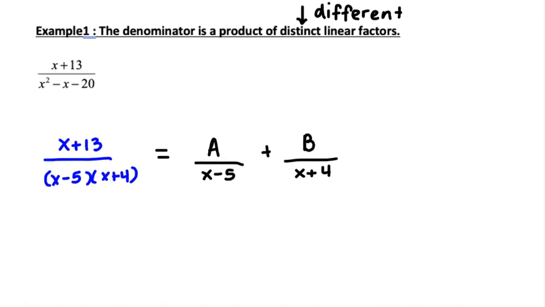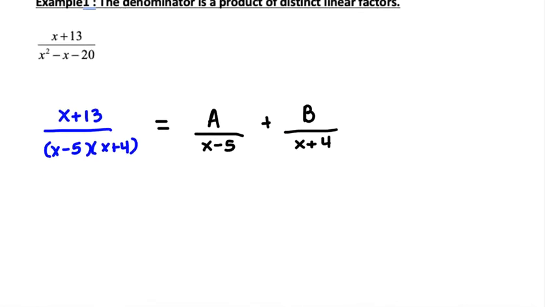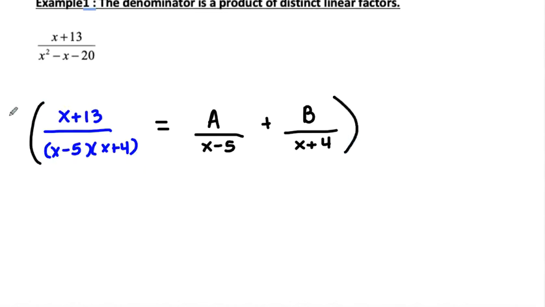Okay. Now, we're going to use the idea of clearing fractions to help us. So at this point, I have an equation that I've created, and so I'm going to clear the fractions by multiplying everything by x minus 5 times x plus 4. I'm going to multiply every single term of the equation by that. So you can see on the left side of the equation, the x minus 5 and x plus 4 are going to cancel to 1.